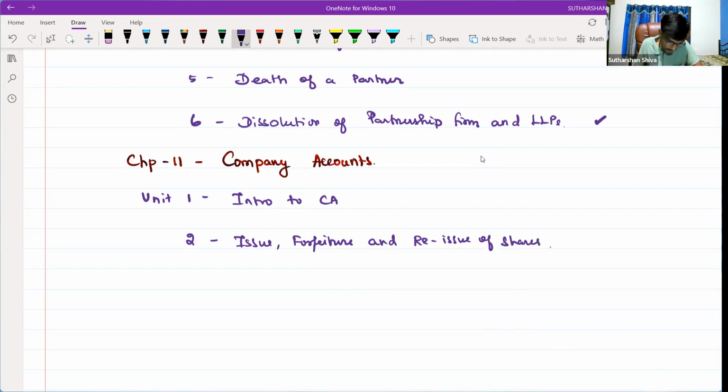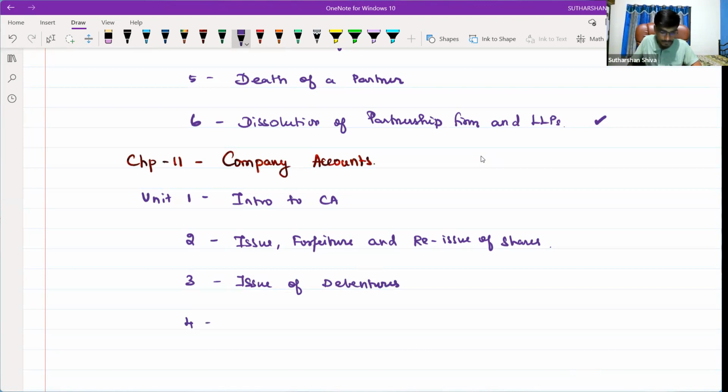Unit number 1 and unit number 2, you have already studied in your 11th, 12th standard state board syllabus and 12th standard CBSE. In 12th standard CBSE, they have also studied issue of debentures.